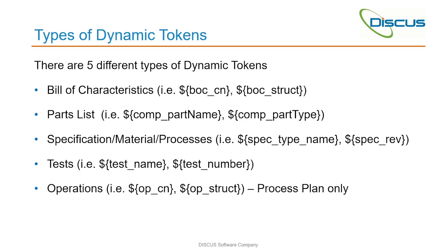You may also have noticed that some tokens have additional underscores and some have camel case naming conventions. This is just a relic of DISCUS being a 20-year-old product. For a full list of tokens, once again, you can visit the link that is in the description and also mentioned at the end of this video.